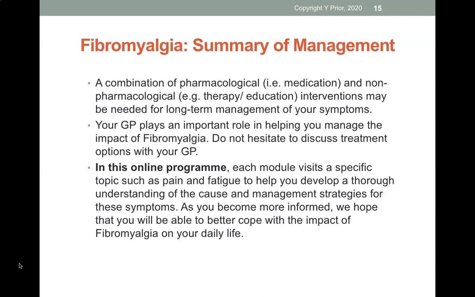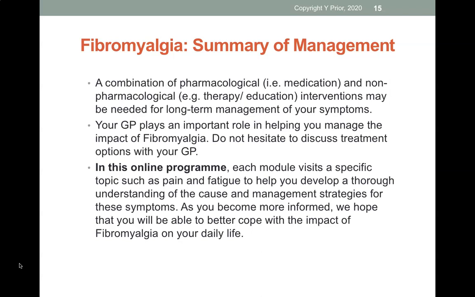To summarize the management of fibromyalgia, we need a combination of pharmacological and non-pharmacological interventions, such as therapy and education, for the long-term management of your symptoms. Your GP plays an important role in helping you to manage the impact of fibromyalgia. So please do not hesitate to discuss treatment options with your GP.